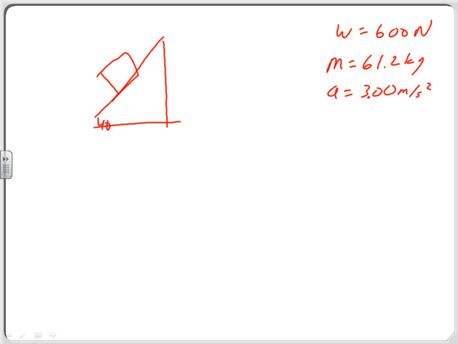First thing you want to do in a problem like this is draw from the center of your box a line straight down. I'm going to try that again. My board's a little off here.